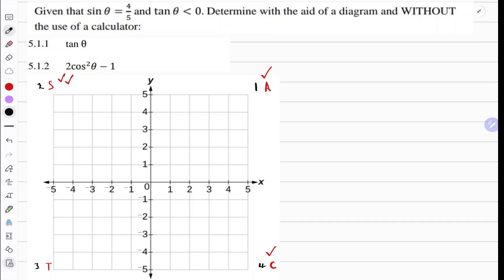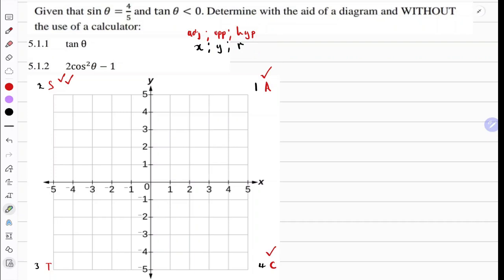So to construct our triangle, we're going to need three values. We're going to need our x value, our y value, and our hypotenuse. Or, in other words, we're going to need our adjacent side, our opposite side, and our hypotenuse. So remember, the adjacent side corresponds to x, our opposite side corresponds to y, and our hypotenuse corresponds to r.